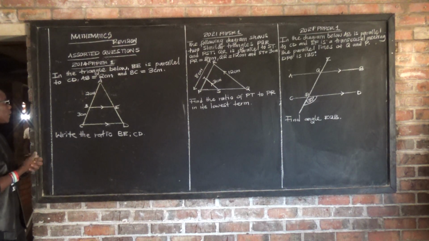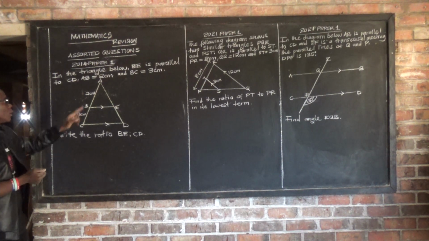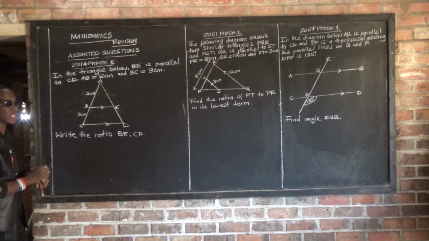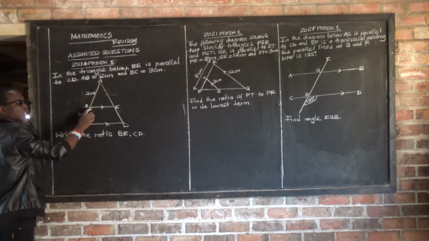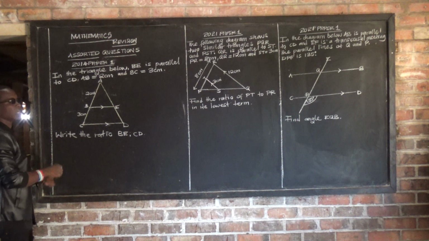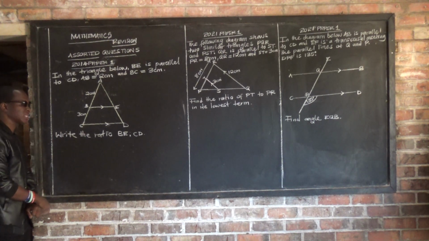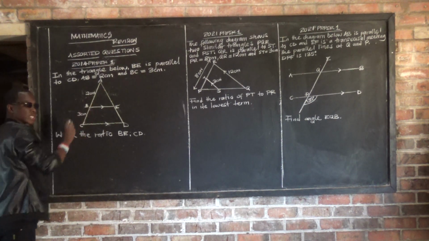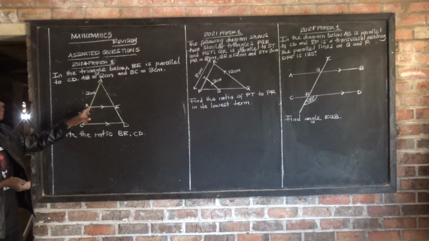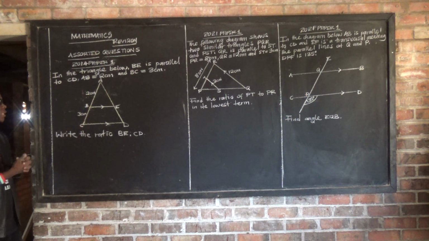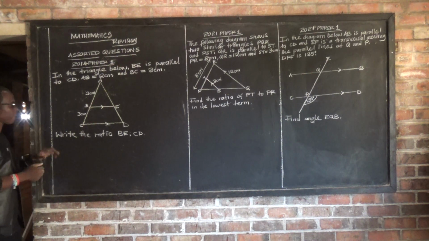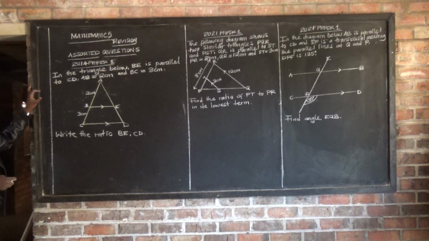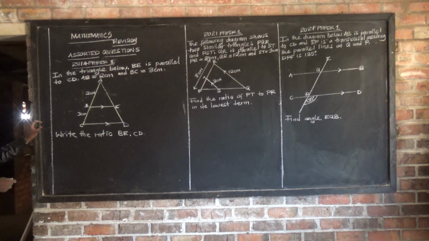Are we together, guys? Then they are saying AB, from A to B, is 2 centimeters. From A to B is what? 2 centimeters. Then BC is 3 centimeters. From B to C is what? 3 centimeters. So AB is 2 centimeters, BC is 3 centimeters. Then this question is saying write the ratio BE to CD.